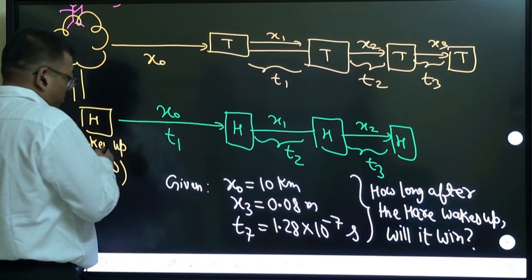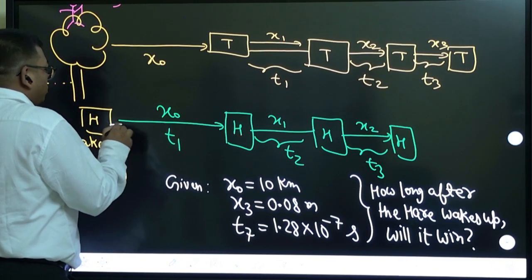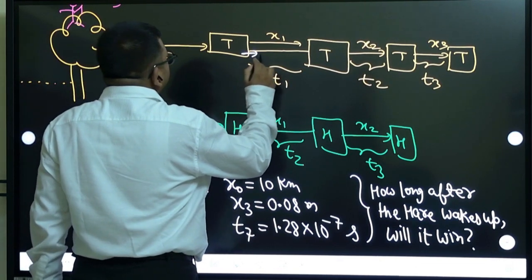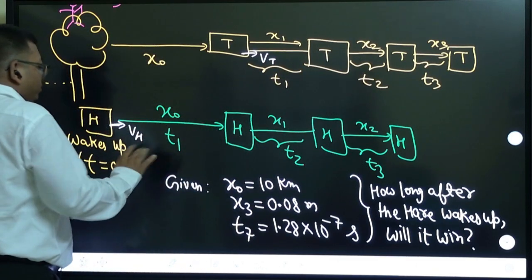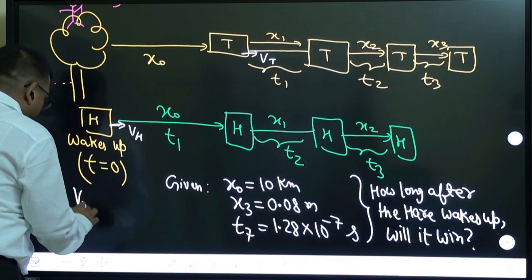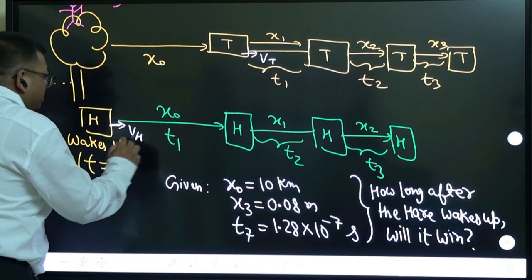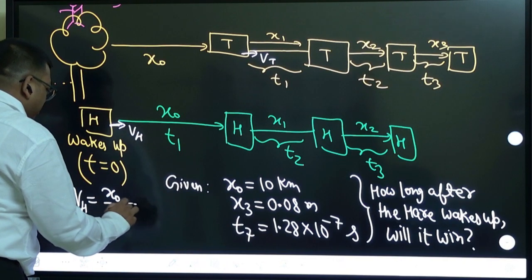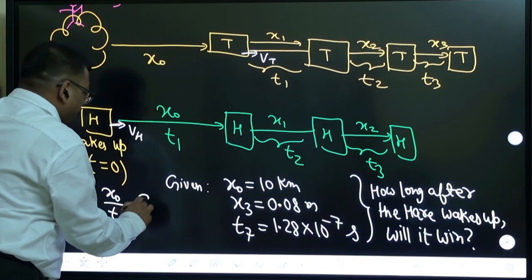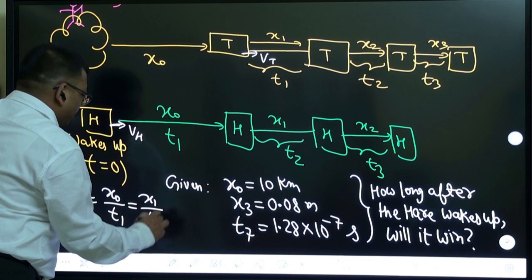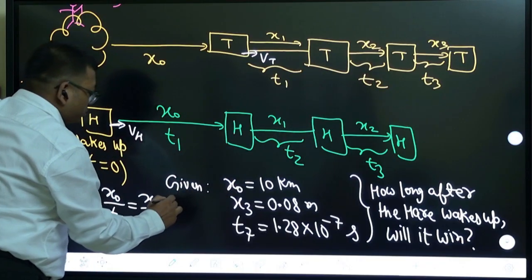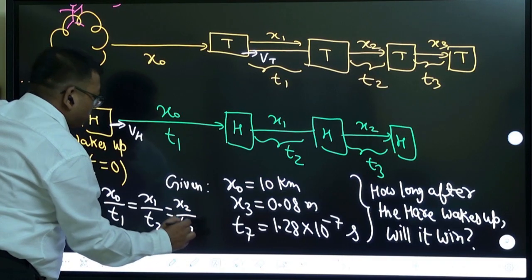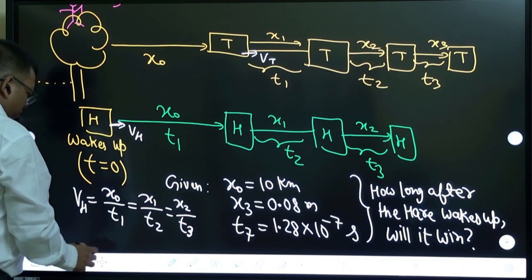So you can write the speed formula, right? The hare is moving with a speed vh, and the tortoise is moving with a speed vt. You may try to write this speed. So vh you will write as what? Speed is distance by time. He is covering a distance of x naught in time t1. This is the same as this distance x1 by t2. Right? These things you can write. This distance x2, t3. Like that you can write. This is the speed of the hare.